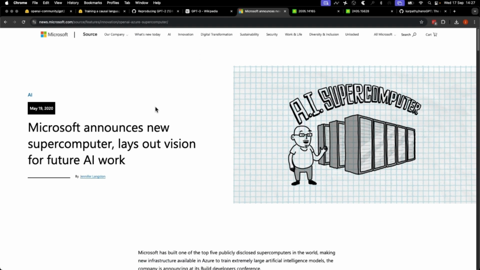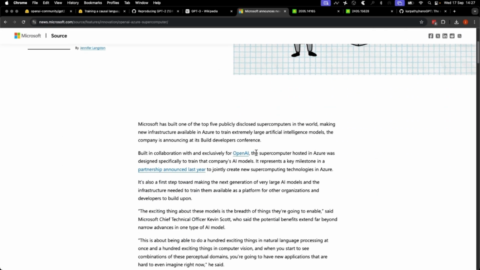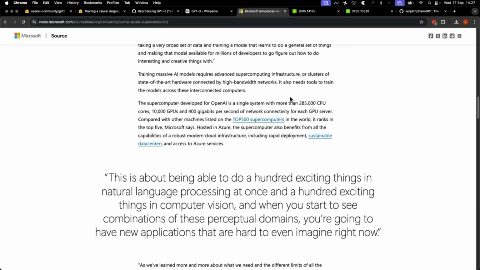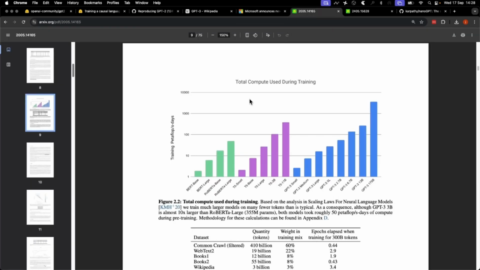All right. I saw a news item from Microsoft. They opened this AI supercomputer exclusively for OpenAI to train different models, obviously. And this supercomputer has 285,000 CPU cores, 10,000 GPUs, and 400 gigabits per second of network connectivity. That's crazy. And let's quickly jump back to the GPT-3 technical paper.